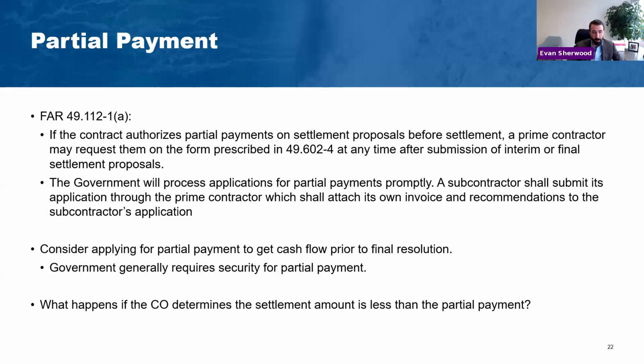Another, partial payment. Termination settlements can take a long time. I hate to say it, they can actually take years. It's unfortunate. It's just part of the process. It can leave you waiting for payment for a while. The FAR recognizes this problem and actually authorizes contractors to request partial payment. That means payment in advance of a final settlement on the form prescribed in the FAR in Part 49. The government's supposed to process applications promptly.